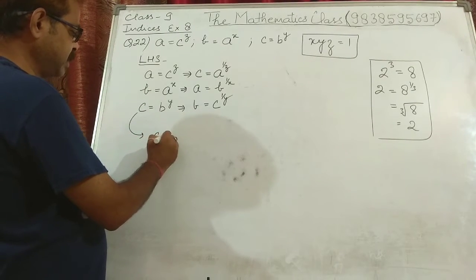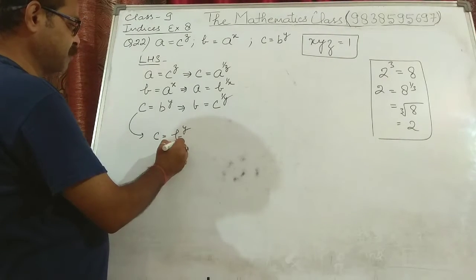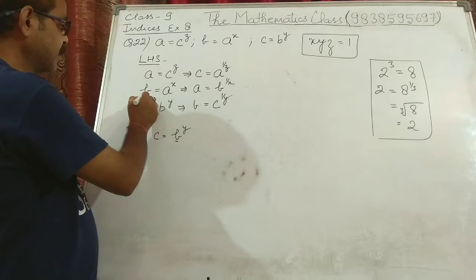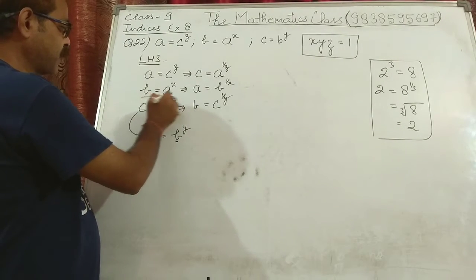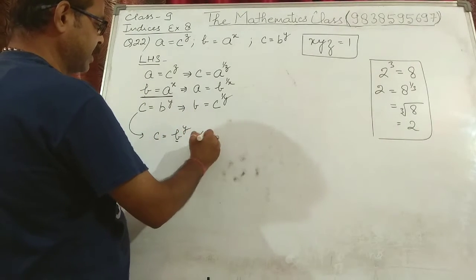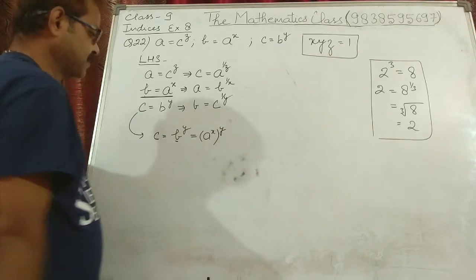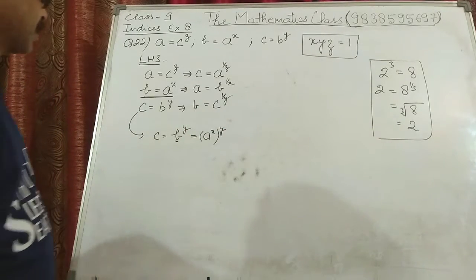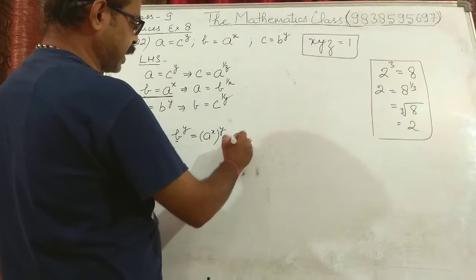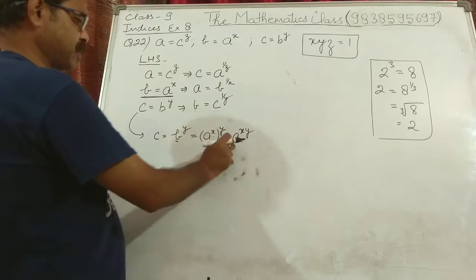It is given that C is equal to B to the power Y. What is the value of B? B is given as A to the power X. From this equation, we can substitute in place of B, A to the power X, and then to the power Y. You know that if powers are multiplied, we can write A to the power XY. Means C is equal to A to the power XY.